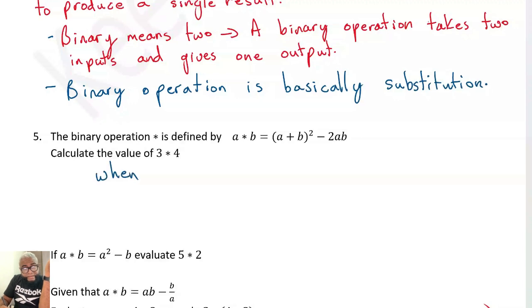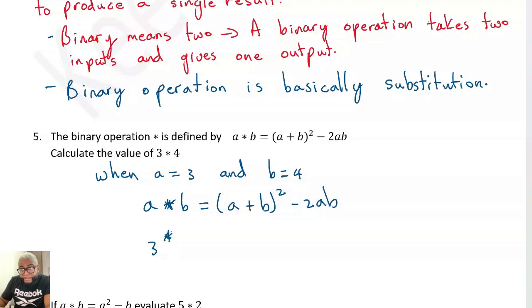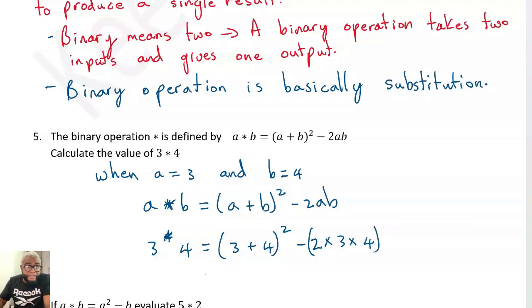So I'm just going to write here when a is equal to 3 and b is equal to 4, follow the order. The a is the first number, the b is the second number. So you were given that a asterisk b is equal to a plus b squared minus 2ab, and you want to now find 3 asterisk 4. So what am I replacing a with? What did I tell you all a is equal to? Plus what is b? Squared, minus 2, multiply is understood here. 2 multiply by a multiply by b. So work out these two things.